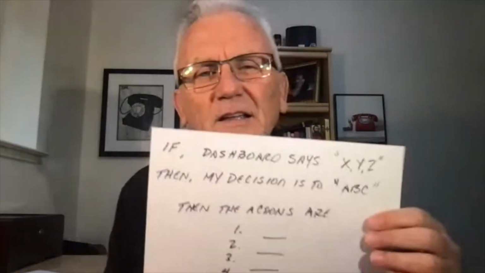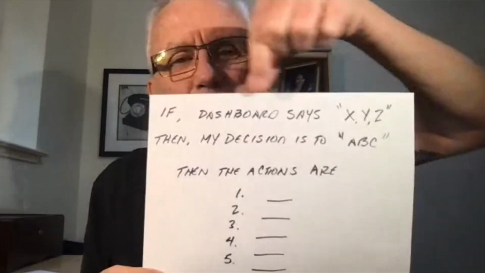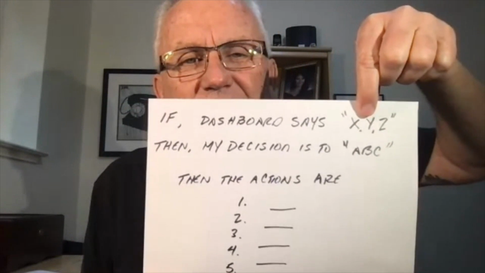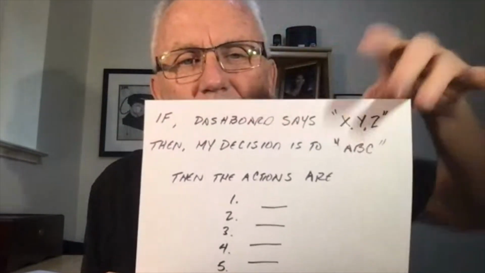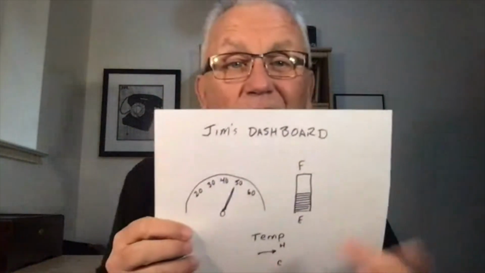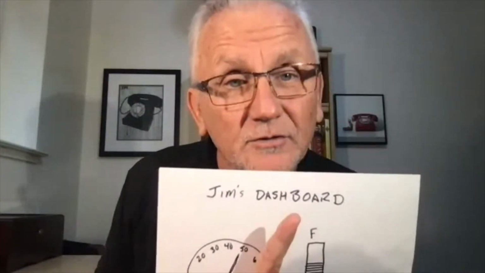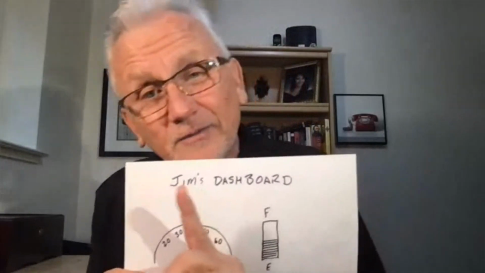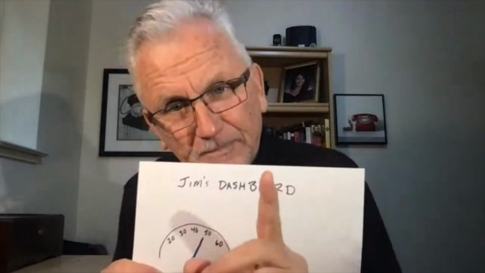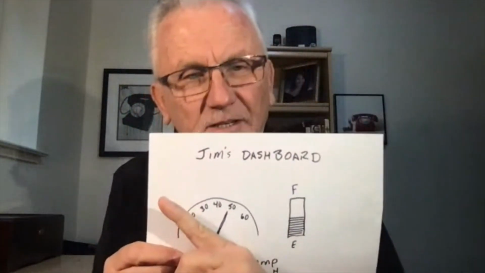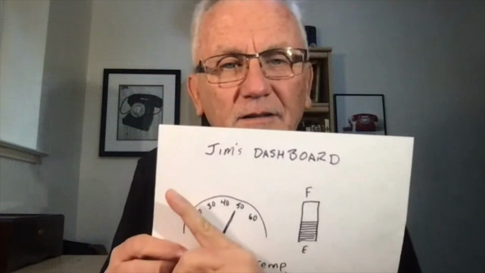And it looks as simple as this. If the dashboard says XYZ, then the decision is to ABC, fill in the blank. If the dashboard says I'm going too fast, the decision is I need to slow down. The action is take my foot off the gas, put my foot on the brake, or both. If the dashboard says I'm going too slow, the decision is I need to speed up. The action is put my foot on the gas, take my foot off the brake.